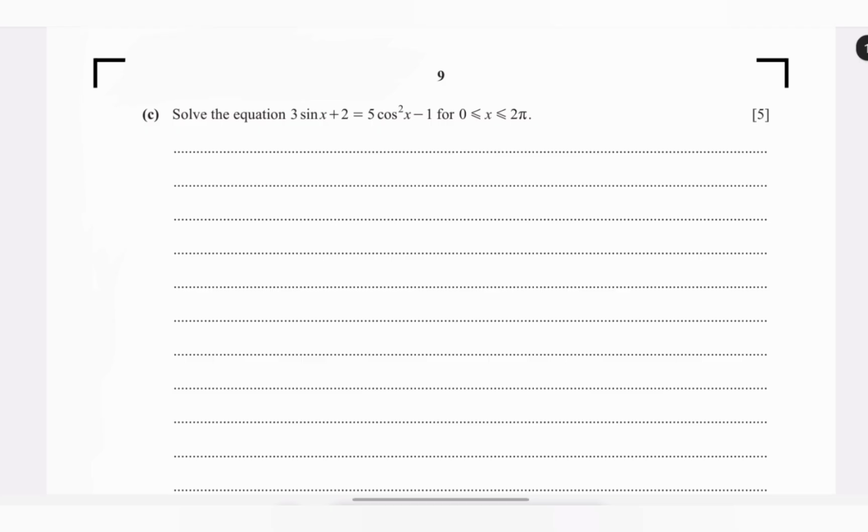And part C says solve the equation 3 sine x plus 2 is equal to 5 cos squared x minus 1 for x taking values from 0 through to 2 pi.